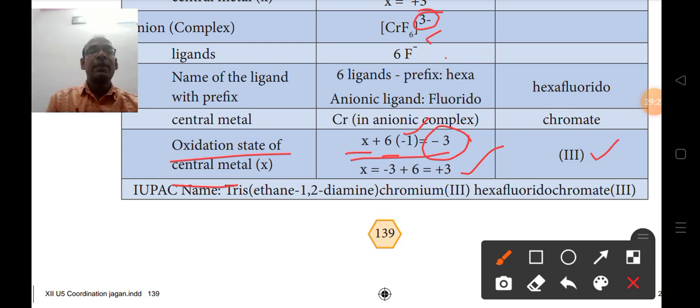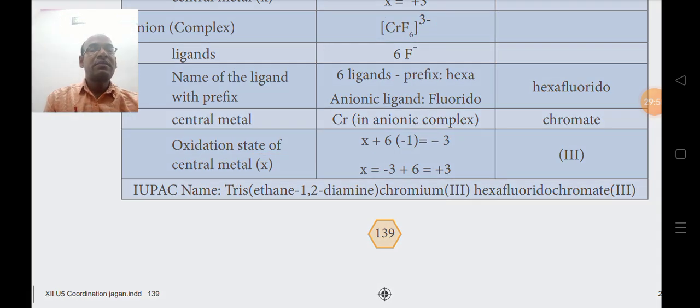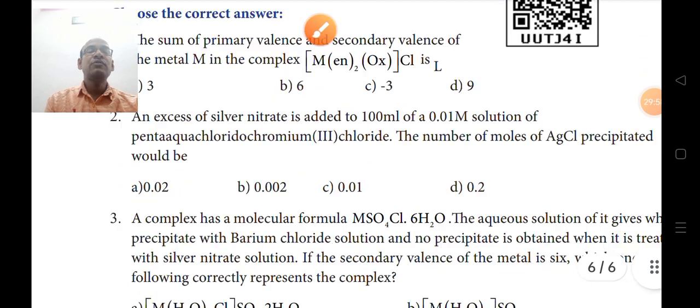Now write the full name: tris(ethane-1,2-diamine)chromium(III) hexafluoridochromate. The chromate, because this complex has a net negative charge, so the central metal ion in the anionic complex ends with -ate. Therefore -ate is given, and the oxidation state of the central metal ion is 3. Now solve the book back question.